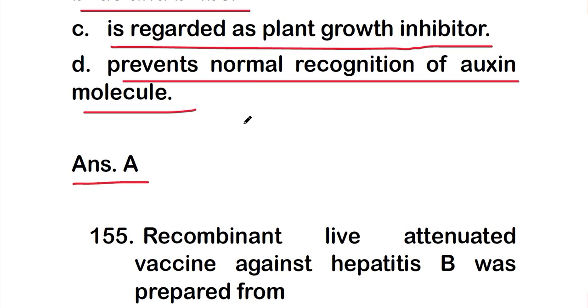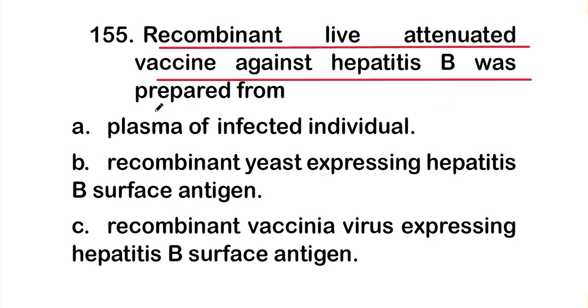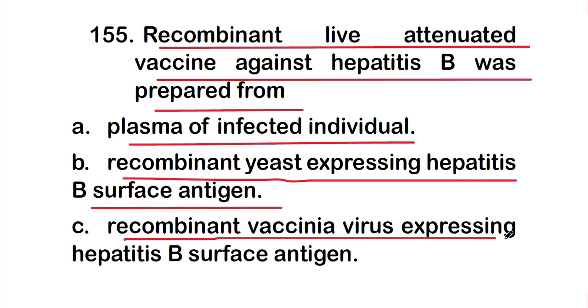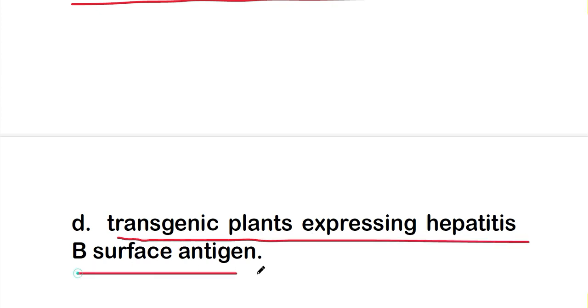Okay, so let's move on to question number 155. That is, recombinant live attenuated vaccine against hepatitis B was prepared from option A, plasma of infected individual, option B, recombinant yeast expressing hepatitis B surface antigen, or option C, recombinant vaccinia virus expressing hepatitis B surface antigen, or option D, that is transgenic plants expressing hepatitis B surface antigen.